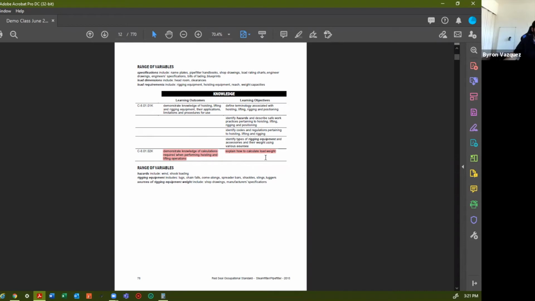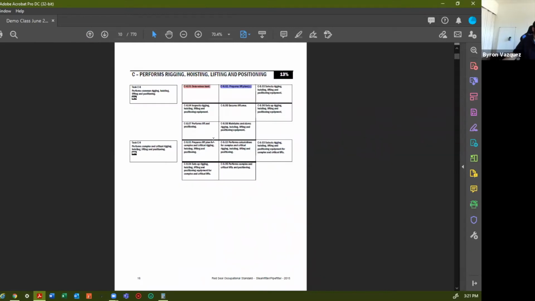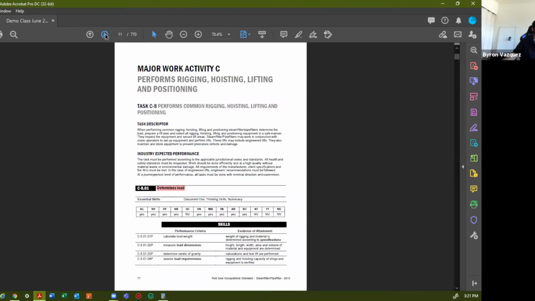And I know that because we're looking at the RSOS, we know that questions are based from the subtask, and we're looking at the subtask now, and it's here. And so I know this is something that you need to know in order to successfully get all 13% out of this major work activity C. And there are other things, but this is just what we're going to cover today.